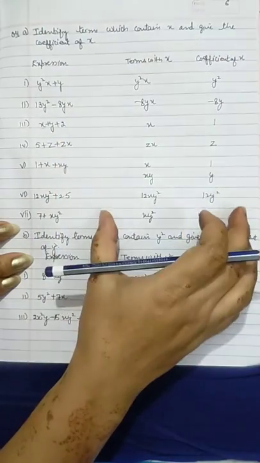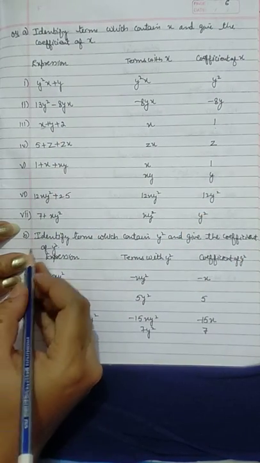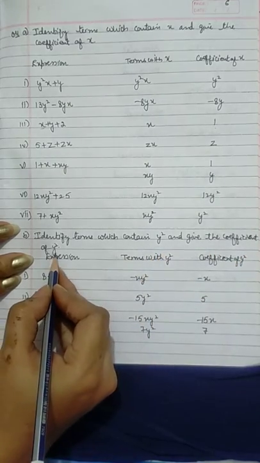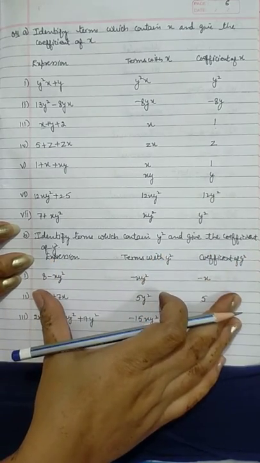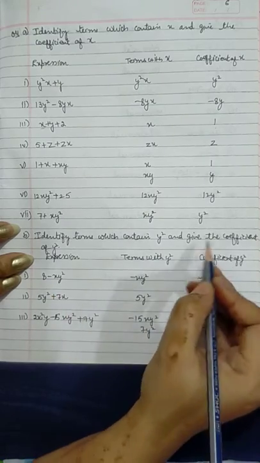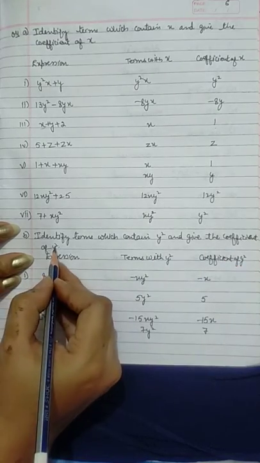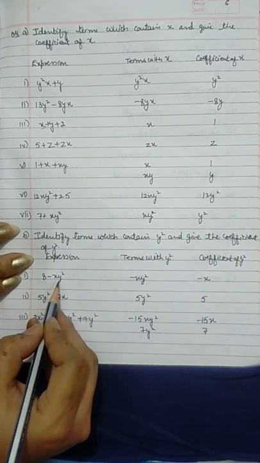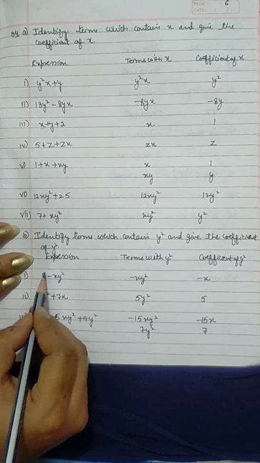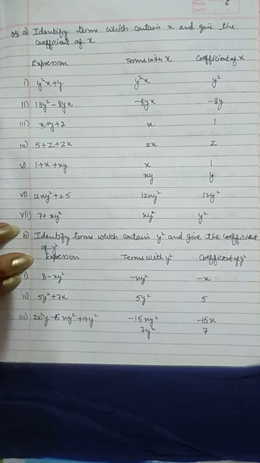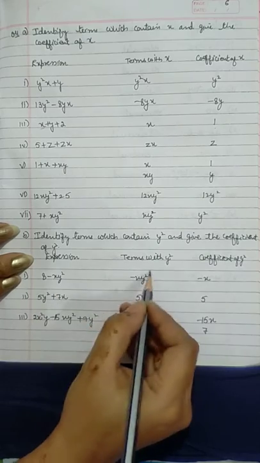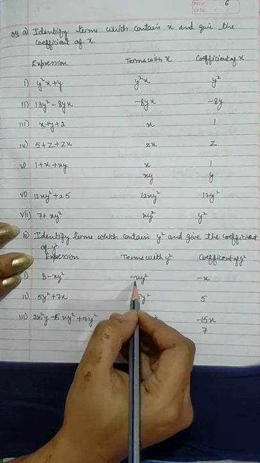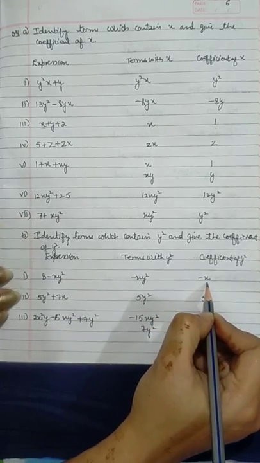In this way we will simplify the first part. Now we will move to the next part: identify terms which contain y square and give the coefficient of y square. In this expression we will find the terms containing y square and write the coefficients of y square only. In the first expression I am having 8 minus xy square. The term 8 is without y square, so we leave it. I will take minus xy square, and the coefficient of y square is minus x.